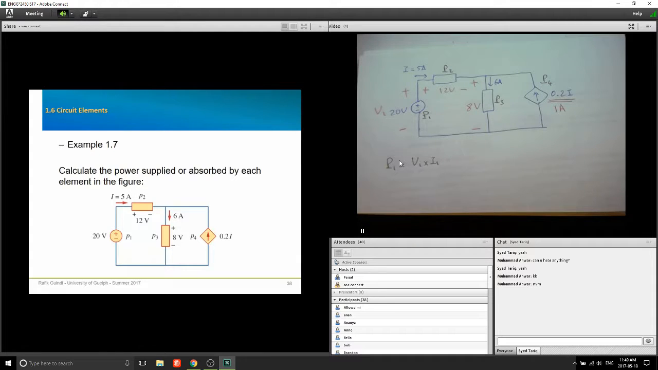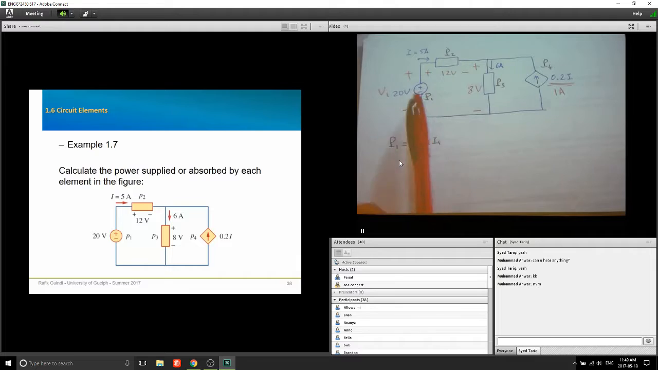This is 20 volts. This is what the voltage source does. It maintains the voltage across its terminals according to the value that is specified. So V1 is 20 volts times how much current do I have in here?